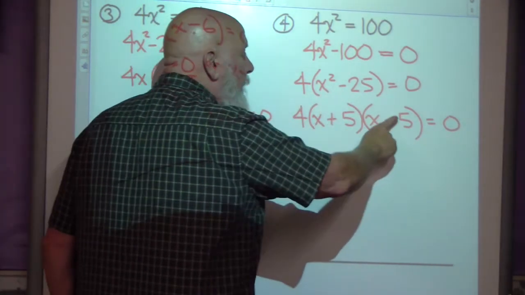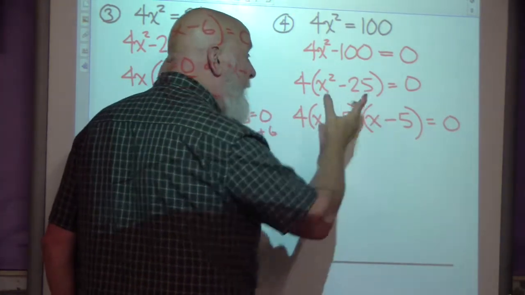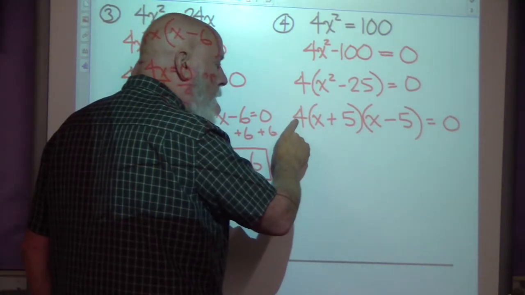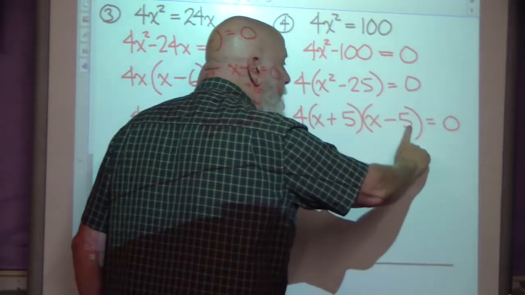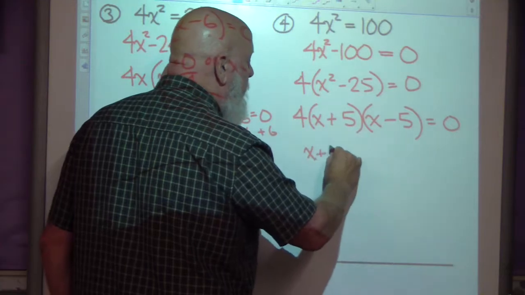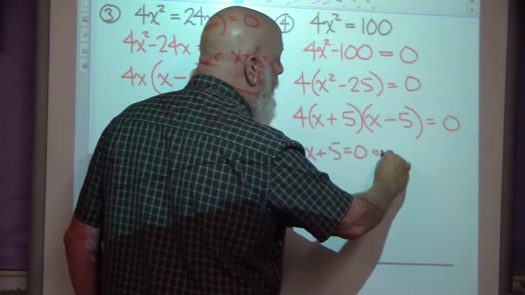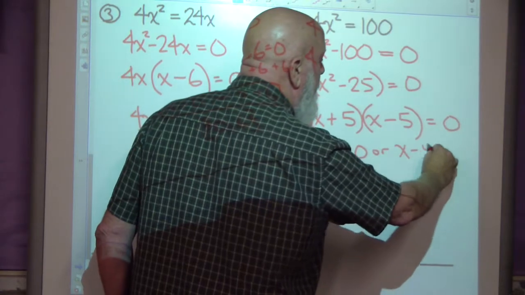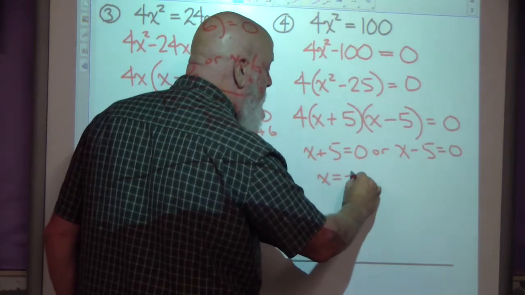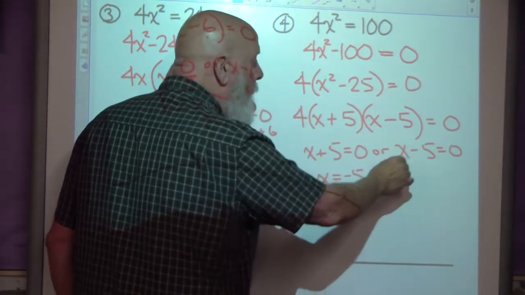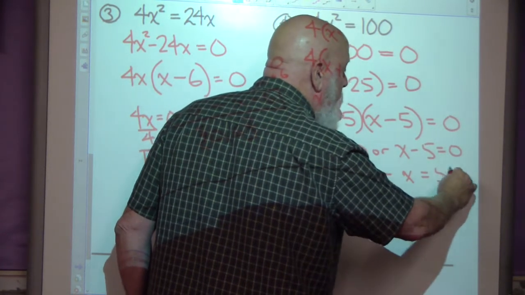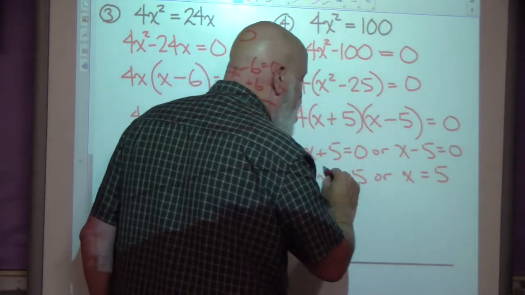Now I've got this times this times this is equal to 0, so one of these has to equal 0. This one can't because it's not a variable expression. That will always be 4, but this could be 0 and this could be 0 depending on the value of x. So I'm going to say, well, either x plus 5 is 0 or x minus 5 is 0. Solving this by subtracting 5 from both sides, x equals negative 5. Or adding 5 to both sides to solve this one, x equals positive 5. Those are our two solutions.